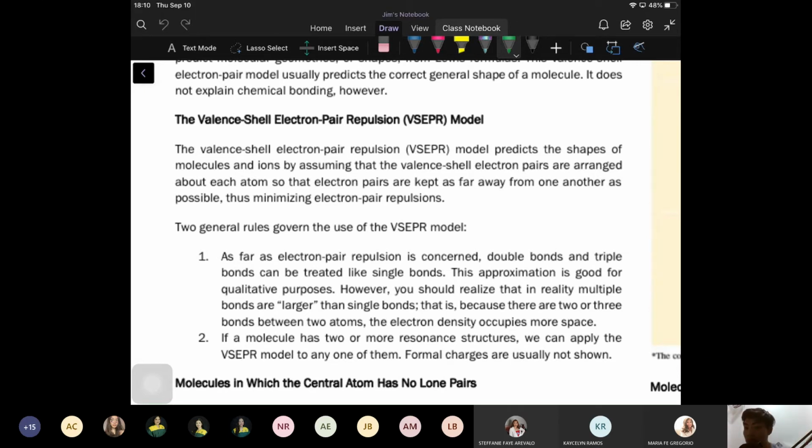So, yung electrons ng atoms, pag pinagdikit mo yan, magre-repel yan. So, mag-a-adjust sila in order to lessen the repulsion. And the VSEPR, this tells us about the geometry or the shape at which you can find your electrons in your molecule.